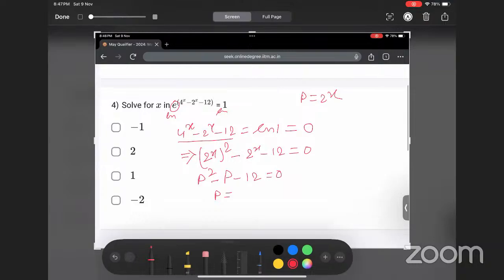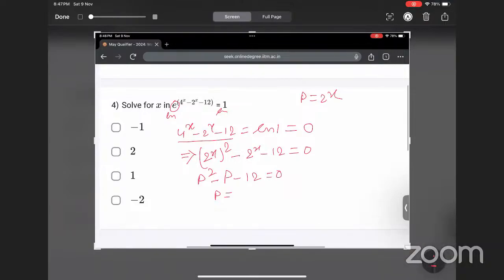Tell me. Just calculate it. You know the square root process and factoring process. Yes, ma'am. You can factor it with 4 and minus 3. Also, you can calculate it with the Sridharacharya rule. 4 and minus 3, right? So that means 2 power x equals 4 and minus 3.